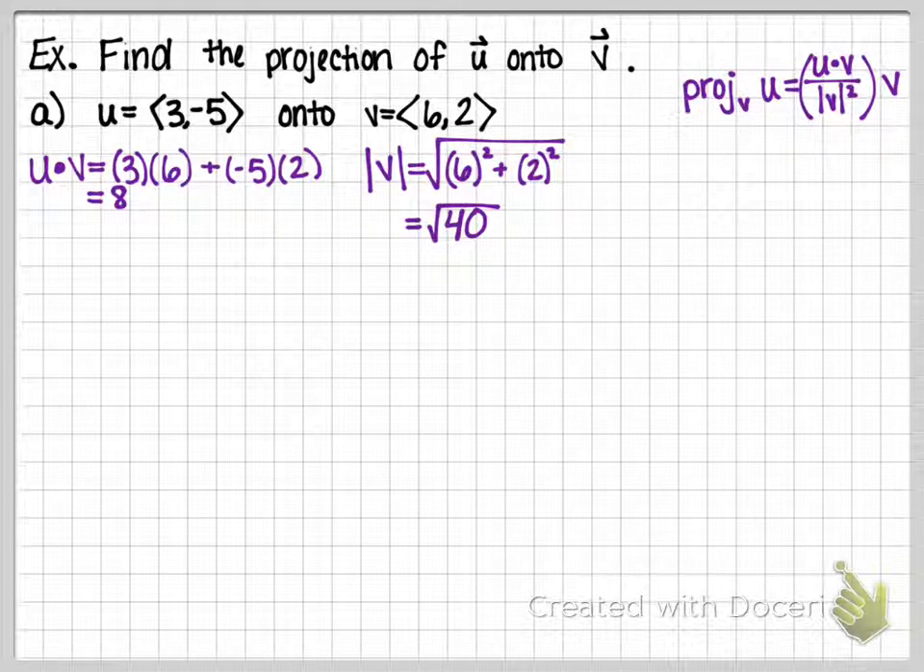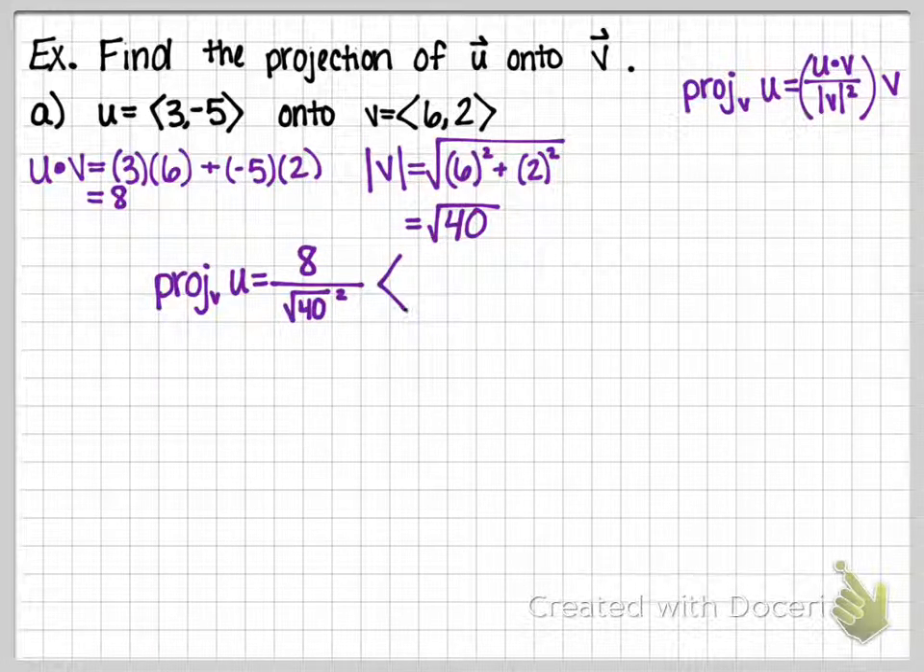So now we will plug this into our formula. I want the projection onto v of u. So the dot product goes in my numerator, so I'm going to have 8 divided by the magnitude squared, so square root of 40 squared. And then once I get that number, I'm going to distribute it out along my vector v. So vector v is 6, 2.